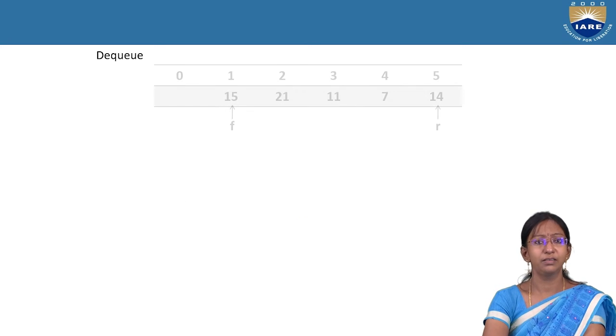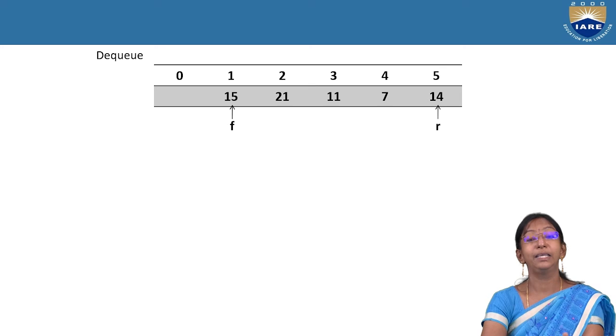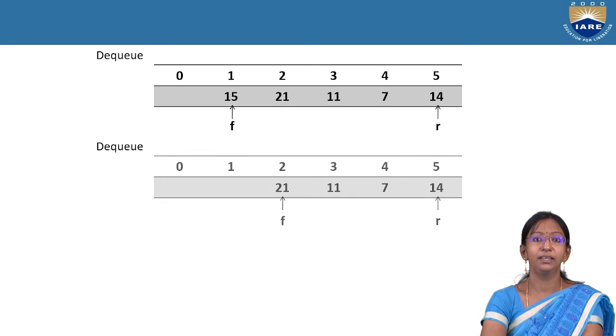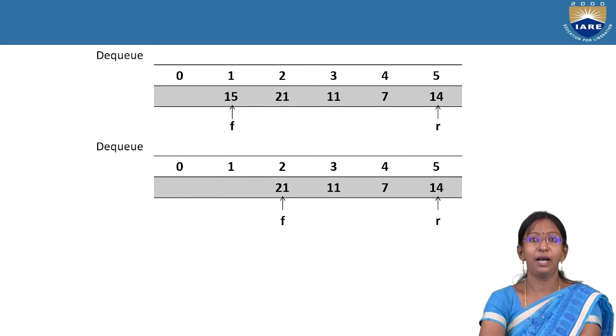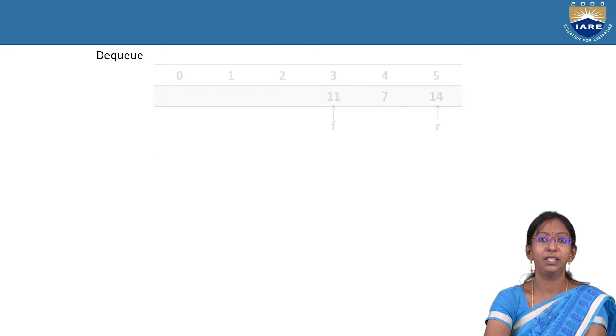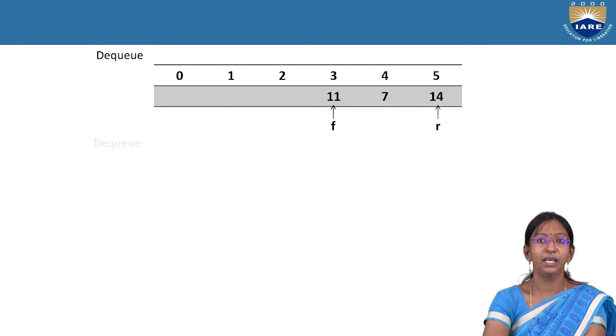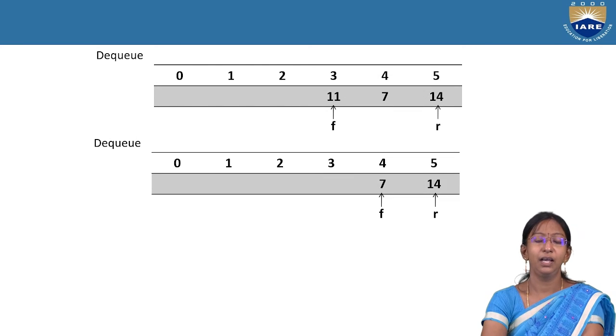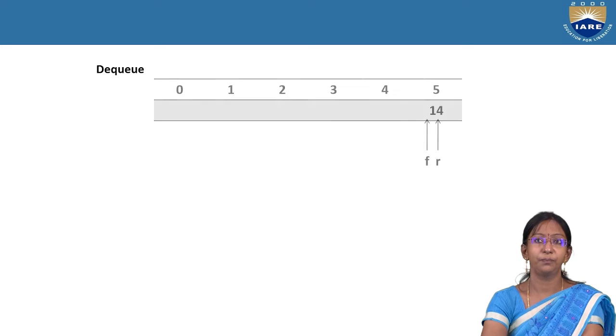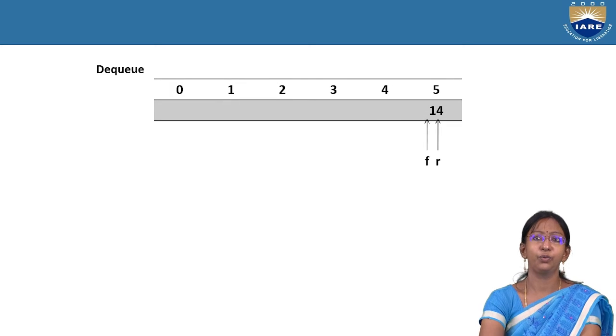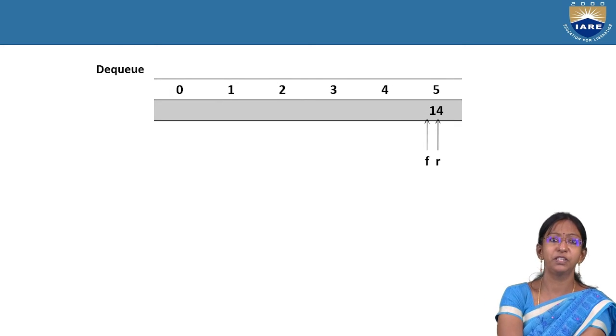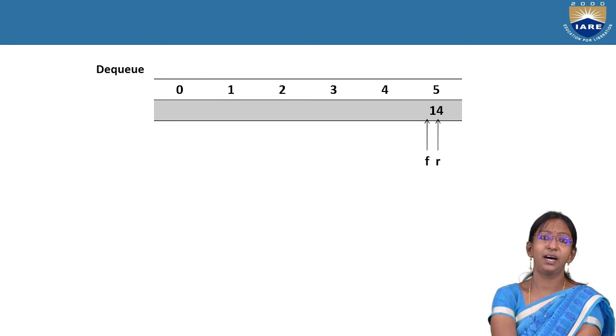Okay, so now let's perform dequeue. By incrementing the front, you are going to remove the elements. That is, you perform dequeue operation. So again increment, you lost 15. Again increment, you lose 21. Again dequeue, you lose 11. Again a dequeue, you lose 7. Again a dequeue. Have a look at this specific case. Here you can see that front and rear are at the same position.